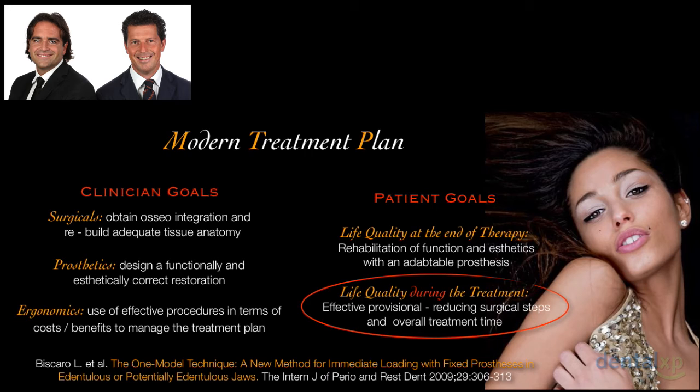And how can we achieve it? We can achieve this by doing effective provisional, reducing surgical step, overall treatment plan, having always in mind the patient request. For example, especially in the potentially edentulous patient, we do not want to have them wearing a removable denture even for one day, even for 1 month. We always want to try to have something fixed in their mouth, and of course we want to try to reduce the surgical step as much as we can.